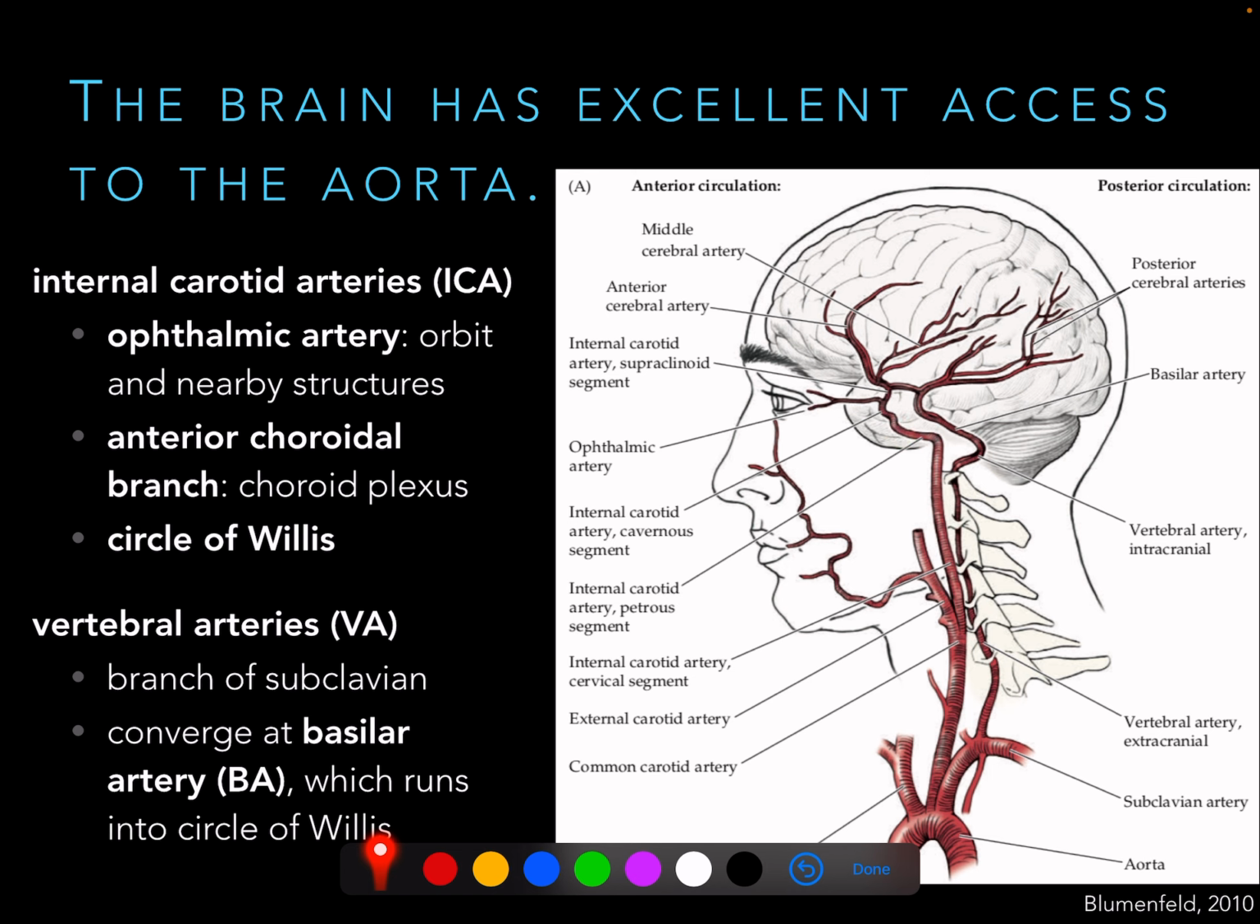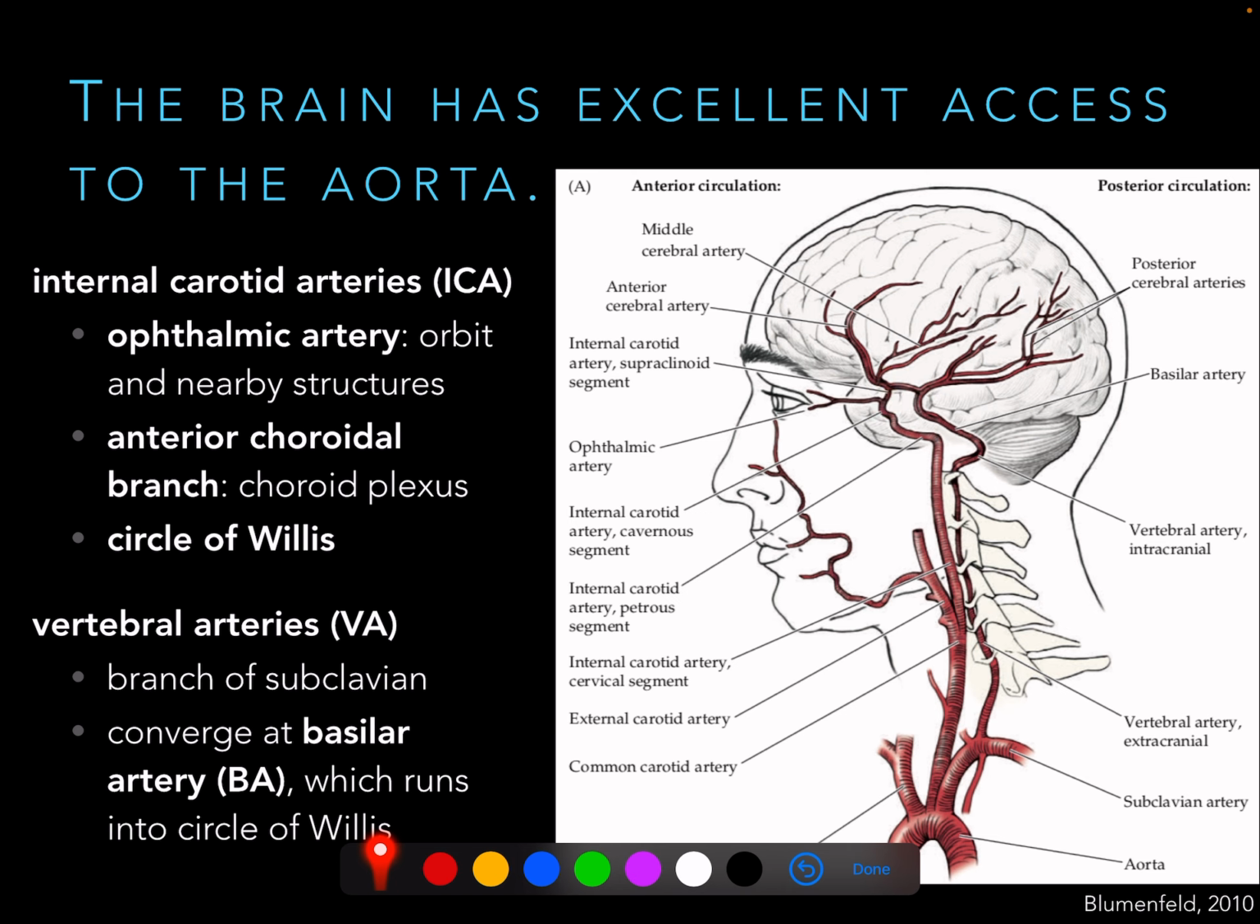We'll draw this out in just a little bit, but the internal carotid arteries are going to have a couple of branch points before they finally hit the circle of Willis. There's the ophthalmic artery to serve the eye and nearby structures. There's an anterior choroidal branch that'll help create that choroid plexus that makes all the CSF for the brain. And then it eventually runs into the circle of Willis.